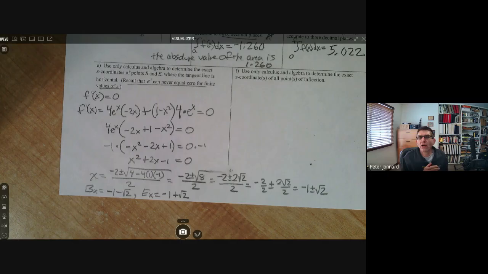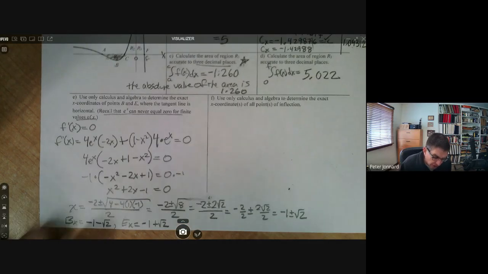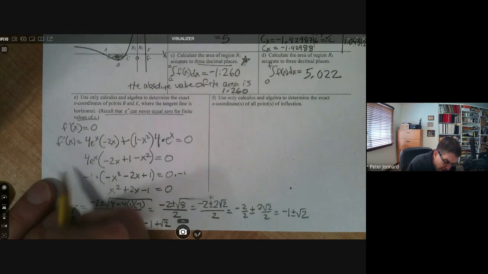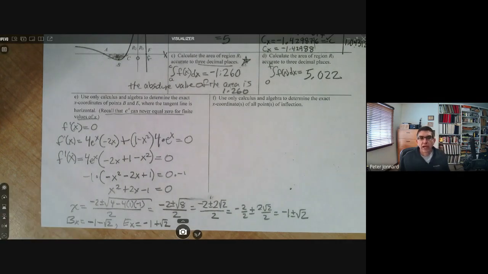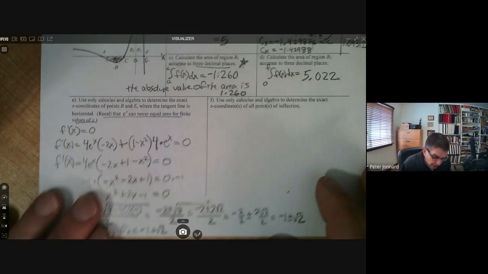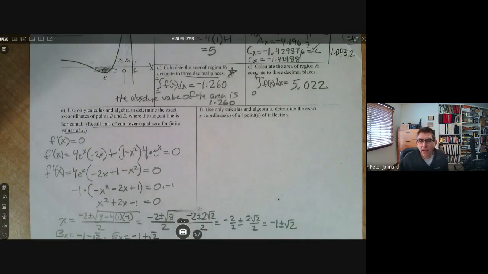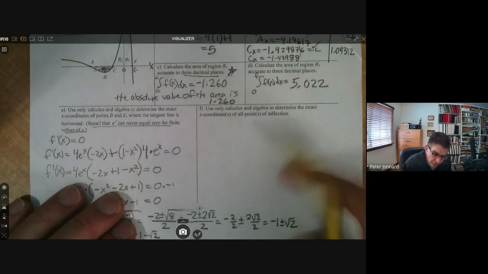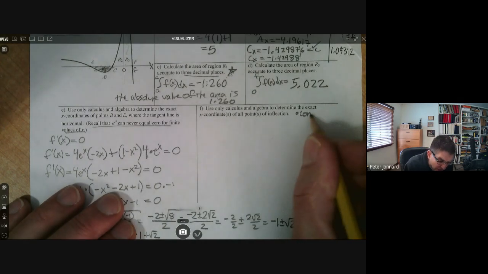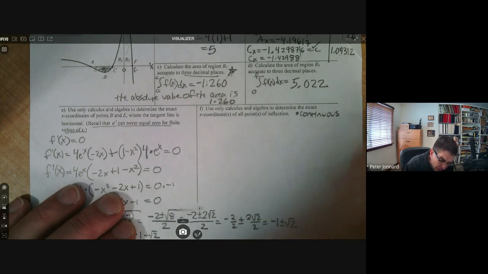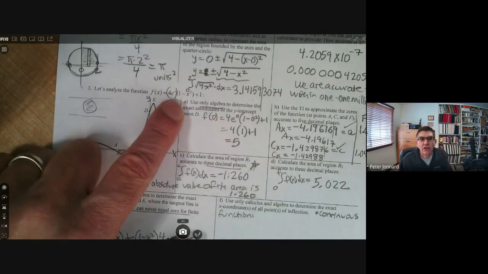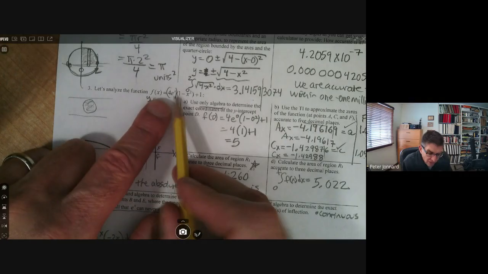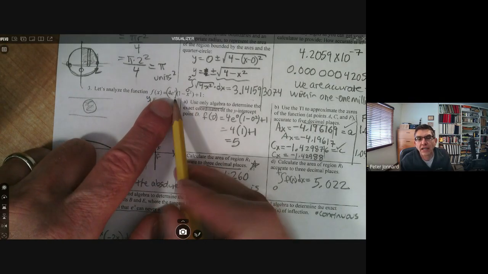Okay, and then it says use only calculus and algebra to determine the exact x coordinates of all points of inflection. So remember, this was my first derivative. Okay, and so now I have to worry about my second derivative. And what do we do with that? Well, all points of inflection, first of all, it has to be a continuous function. Okay, and if we look at this function here, there are no values of x which produce anything undefined.